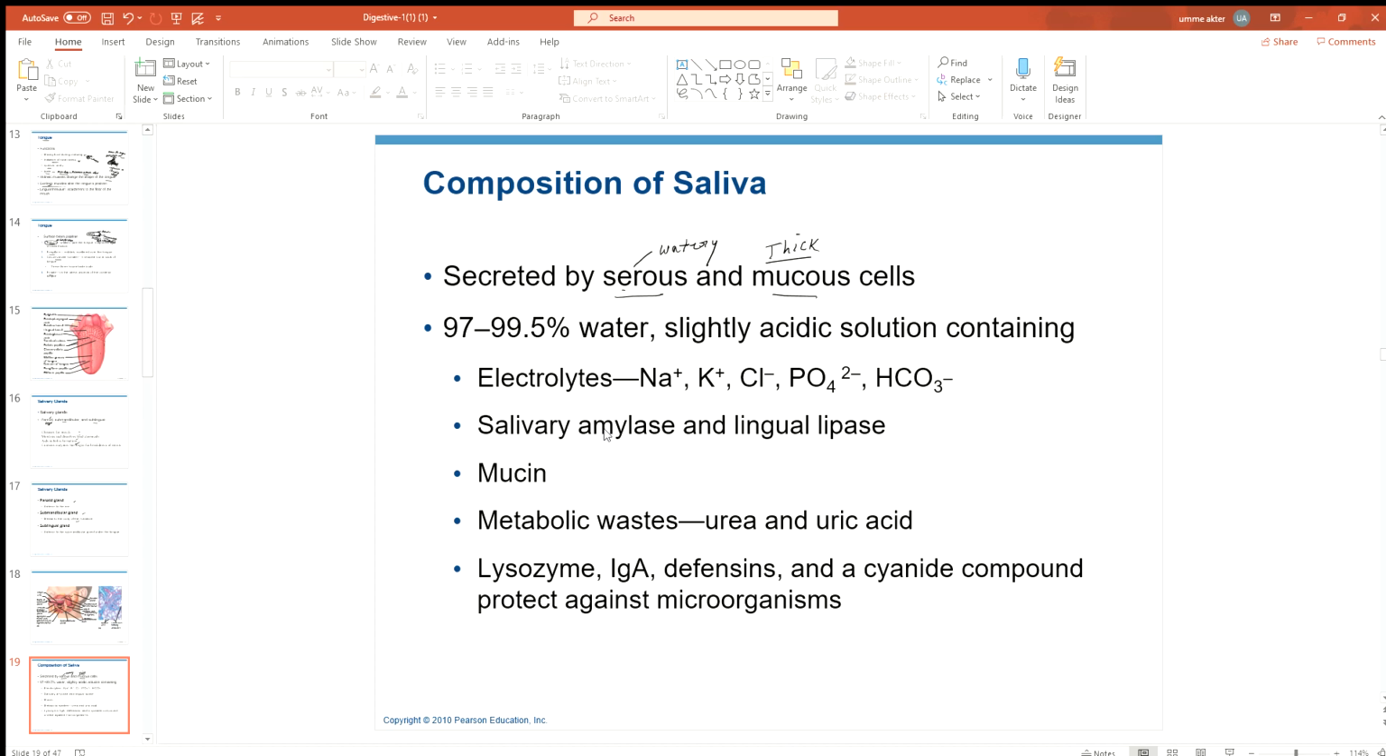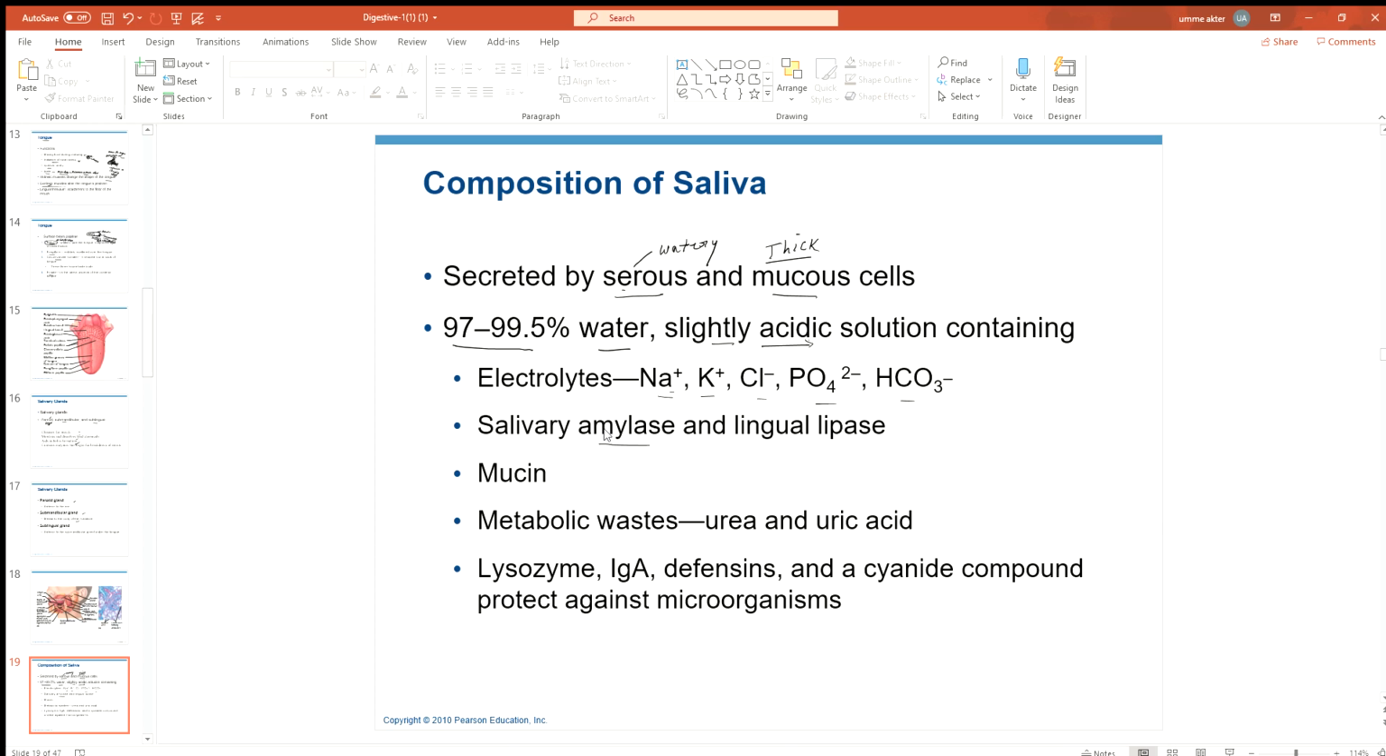Saliva is highly watery, and 97 to 99.5% of it is water. It is slightly acidic, which is good, not strong. If it were strong, it would burn your mouth, right? But weakly acidic, and that is helpful to keep the mouth clean and also kill the microorganisms. Saliva has electrolytes: sodium, potassium, chloride, phosphate, bicarbonate.